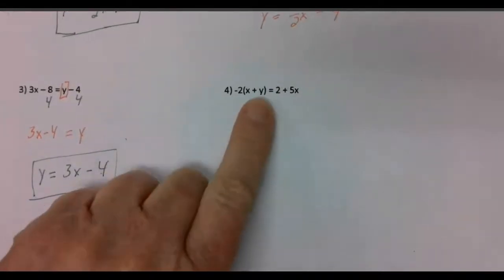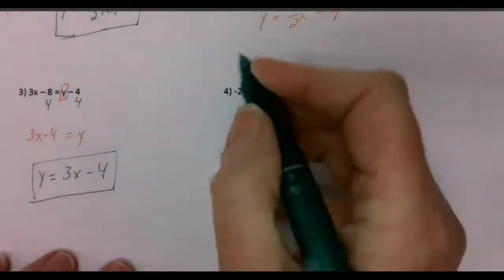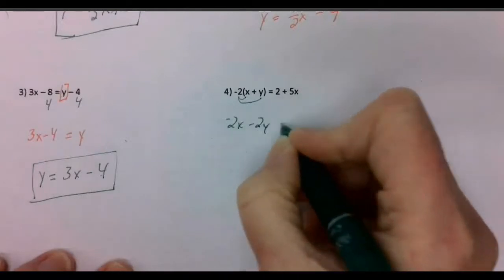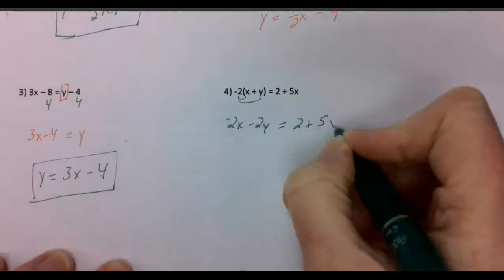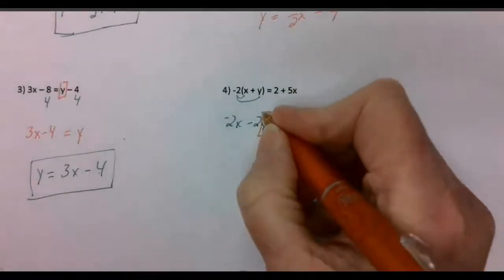Okay? Number 4. So we have to get y by itself, but look, y is not by itself very much at all. So, of course, we have to multiply. We have to do that distributive property first. Okay? Now, let's get y by itself.